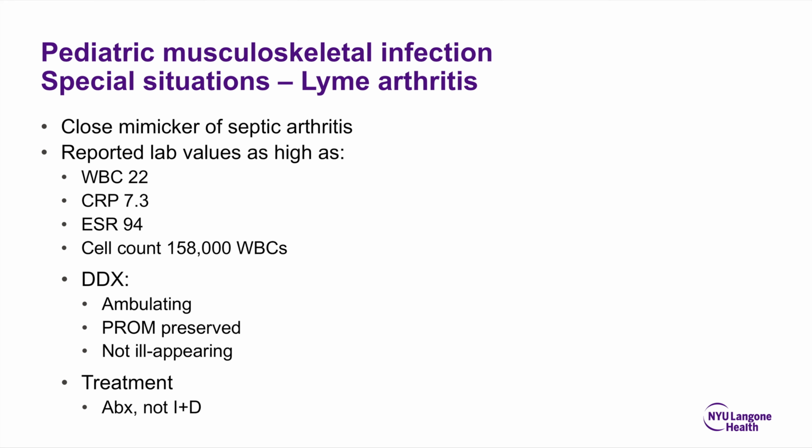Clinically, however, when you look at a kid who's got a Lyme arthritis, typically they're still ambulating. Passive range of motion of the joint is fairly well preserved despite the effusion that is present, and they're not ill-appearing. And those are all helpful in terms of teasing out a Lyme arthritis from a septic arthritis. And it's important to do so because the treatment is different. So the treatment of Lyme arthritis is antibiotics rather than surgical.